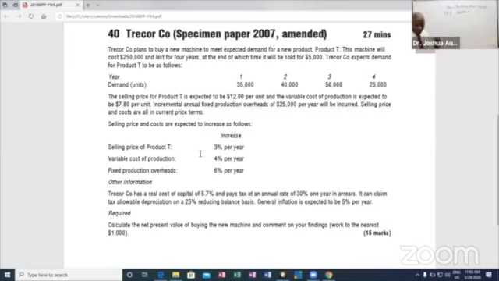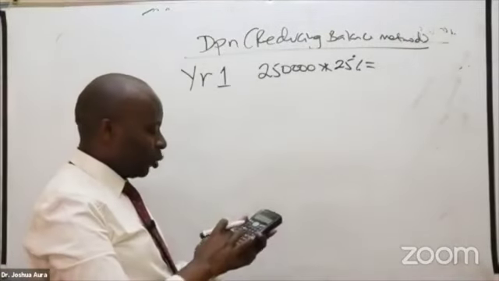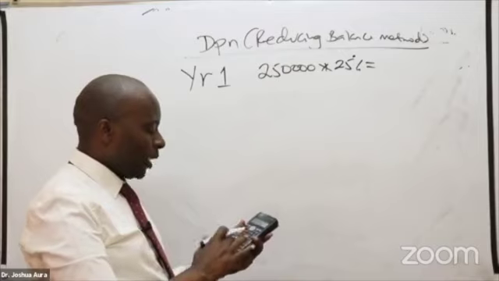And then, ladies and gentlemen, these people have given us on this particular note before required. I hope you're able to see the question on your screen. They are telling us that Tracker company has a real cost of capital of 5.7% and it pays tax at an annual rate of 30%, 1 year in arrears. It can claim the allowable depreciation on a 25% reducing balance basis. So every year, 25%. So we have 250,000 times 0.25 for year 1.